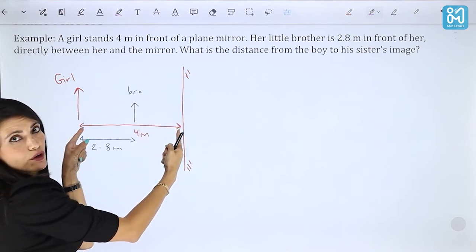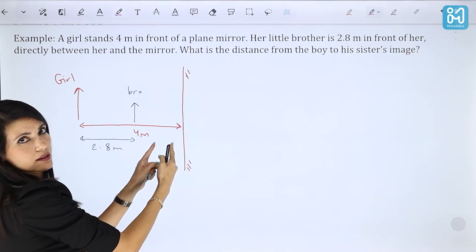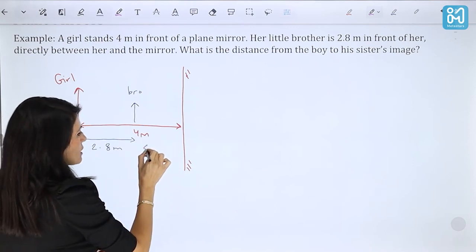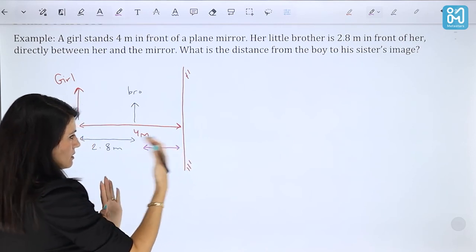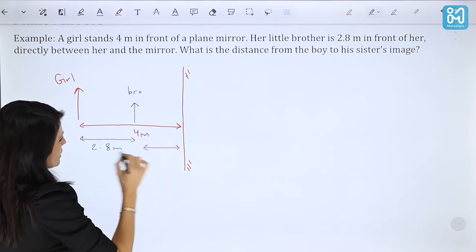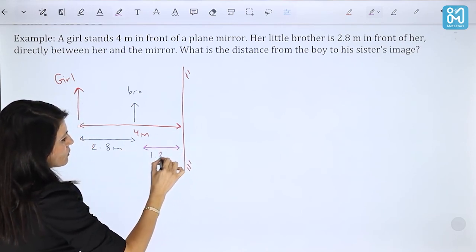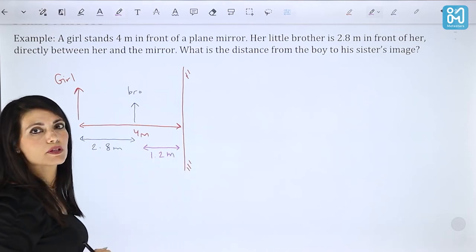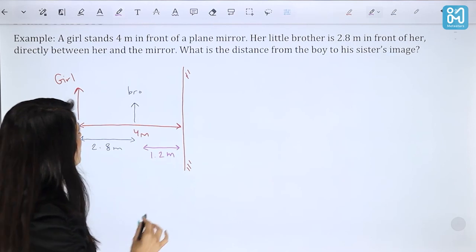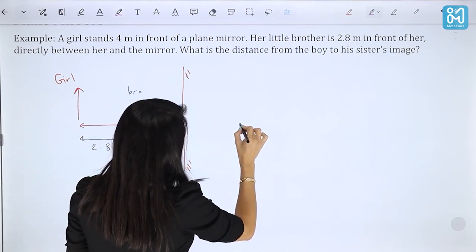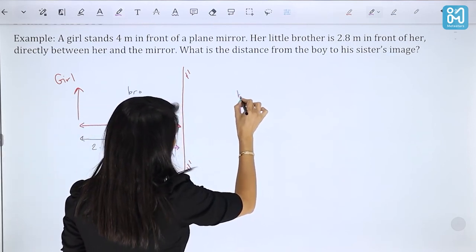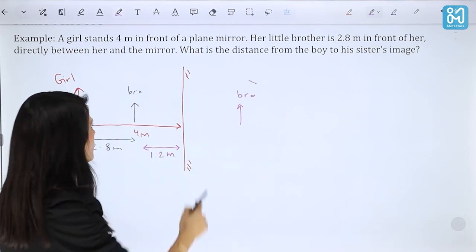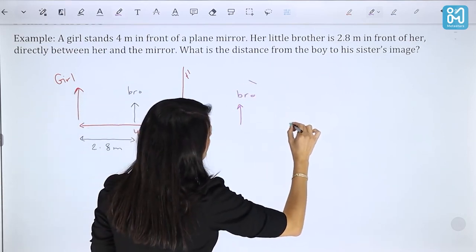If this is all 4 meters and this is 2.8, then this one is going to be 4 minus 2.8, which is here. The purple is the start of the solution. It's going to be 1.2 meters, because 1.2 plus 2.8 is 4 meters. Now, if I want to draw the brother, I'm going to draw him in here. This is the brother's image. So we do accent. Then we have the girl in here.